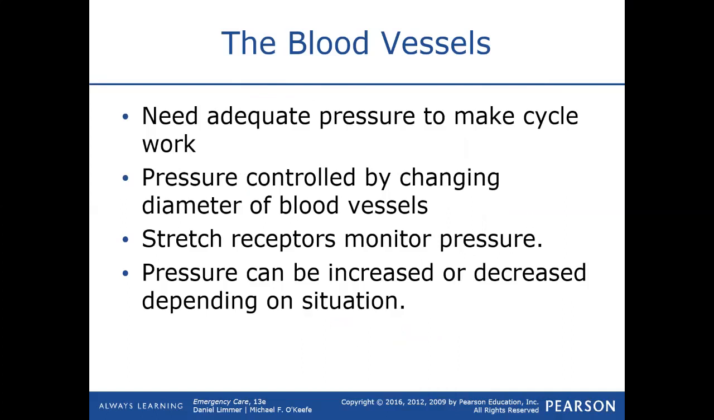The blood vessels themselves need adequate pressure to make the cycle work. Now, pressure is controlled by changing the diameter of the blood vessels. Stretch receptors monitor the pressure, and pressure can be increased or decreased depending on the situation. So let me break this down for you guys. Arteries are the only blood vessels that can change in size. They dilate and they can constrict based on whatever your body thinks your blood pressure should be. And there are other factors too, but we'll make this very simple.